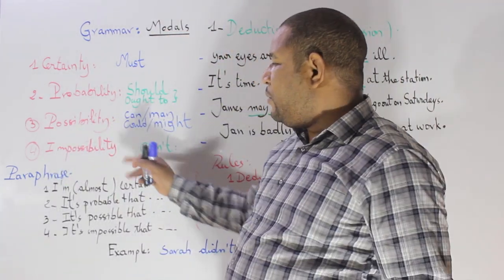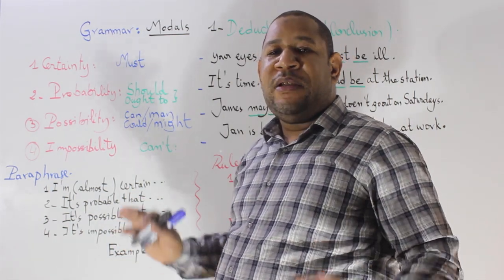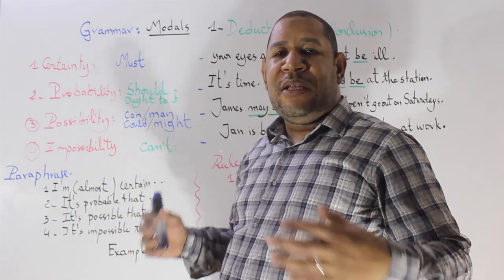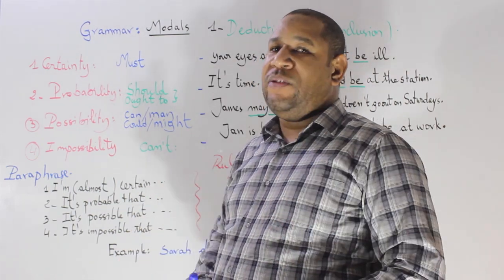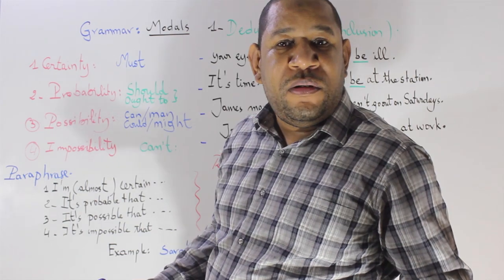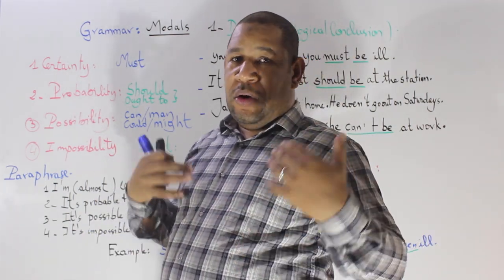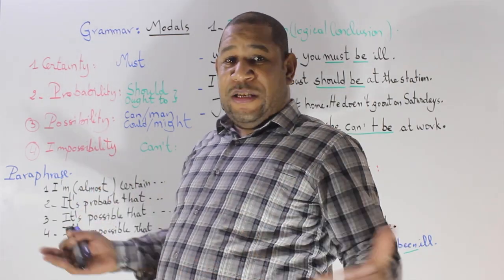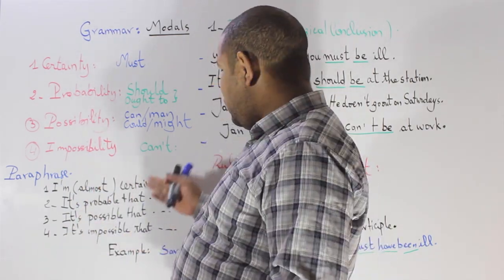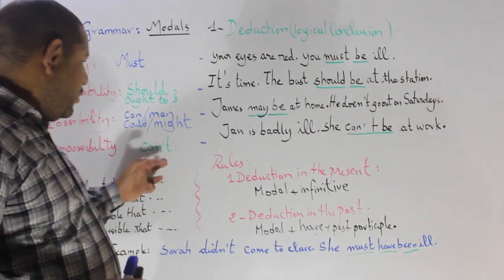Now we move to the last one here. It is impossibility. Impossibility is something that the speaker thinks is impossible to happen. It can be true, but for the speaker, from the information that the speaker has, they know that it can't happen. We use can't. Okay, so let's look at can't.